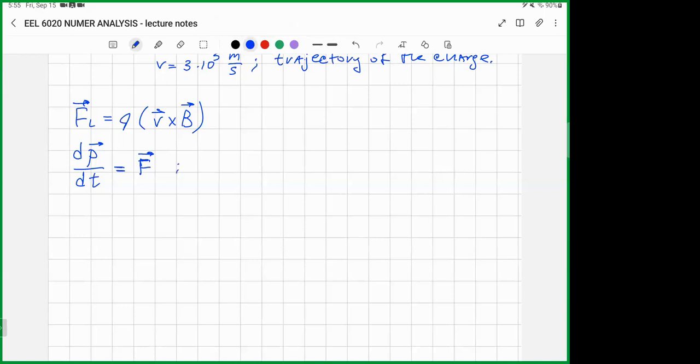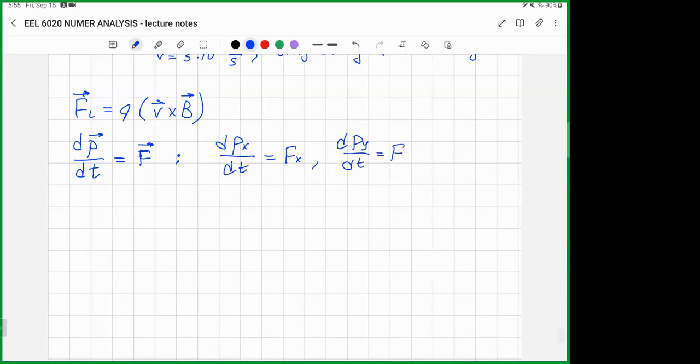Okay, so by components, the same can be rewritten this way: dpx over dt is equal to fx, dpy over dt is equal to fy, and finally dpz over dt is equal to fz. Okay, so this is basically Newton's second law rewritten by components, nothing else. On the other hand, the momentum in non-relativistic mechanics is equal to m times v, right? So it's basic, elementary physics.